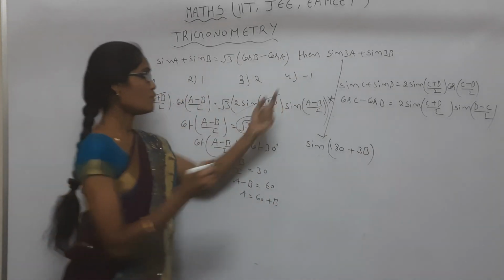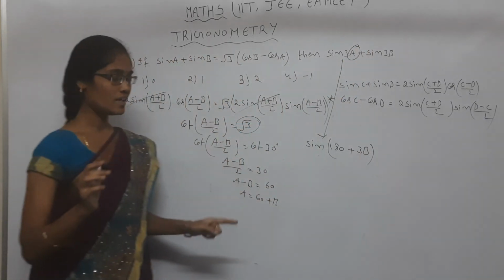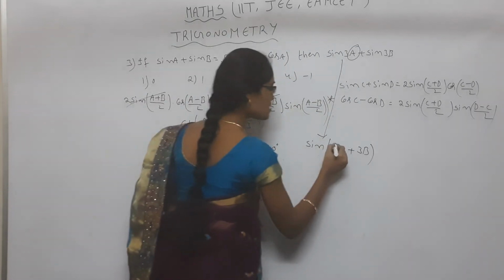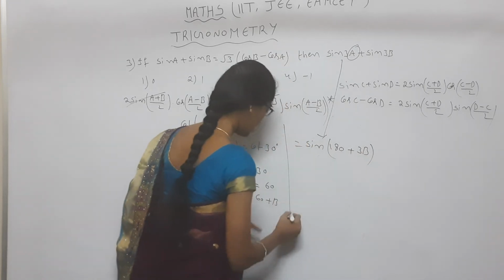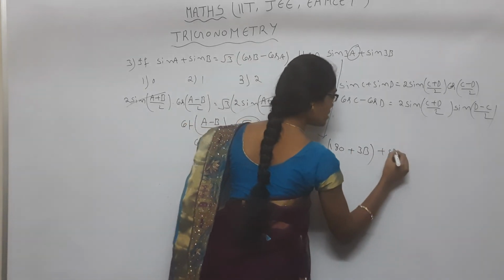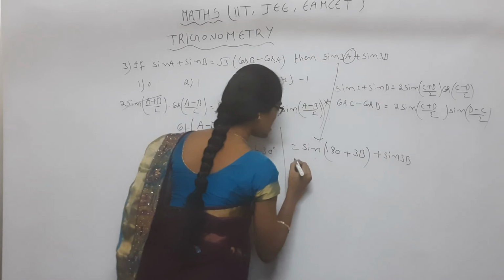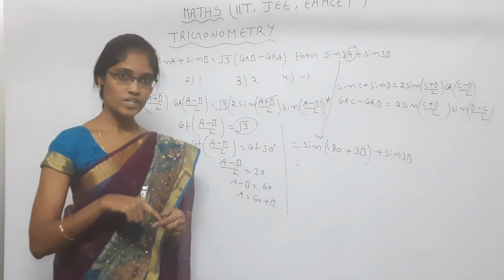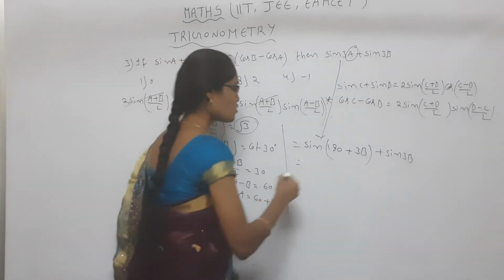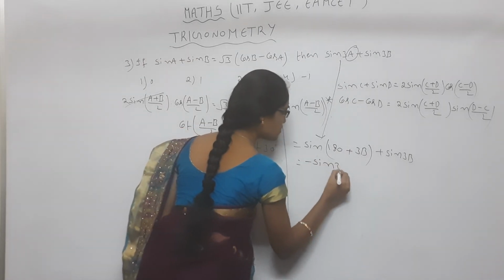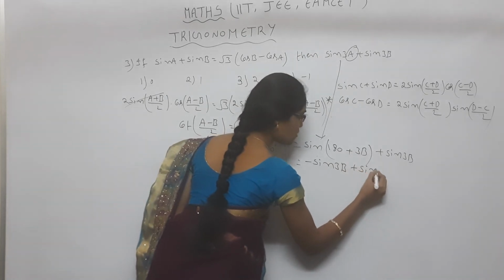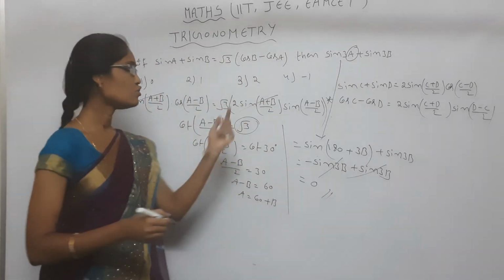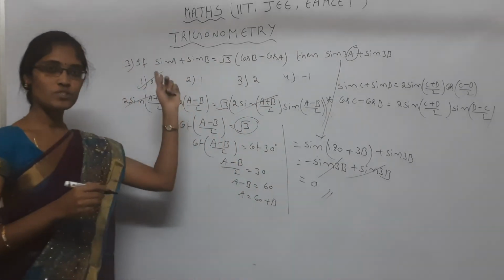See here, in this a place, I'm writing 60 plus b. So sine of 180 plus 3b plus sine 3b is equal to sine of 180 plus theta, which is in the third quadrant. In the third quadrant, sine is negative, so minus sine 3b plus sine 3b. All of it gets cancelled, so we'll get 0. So the first option, 0.